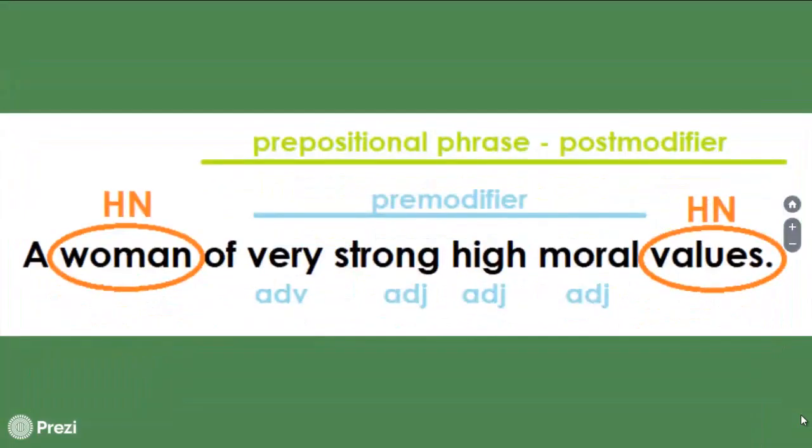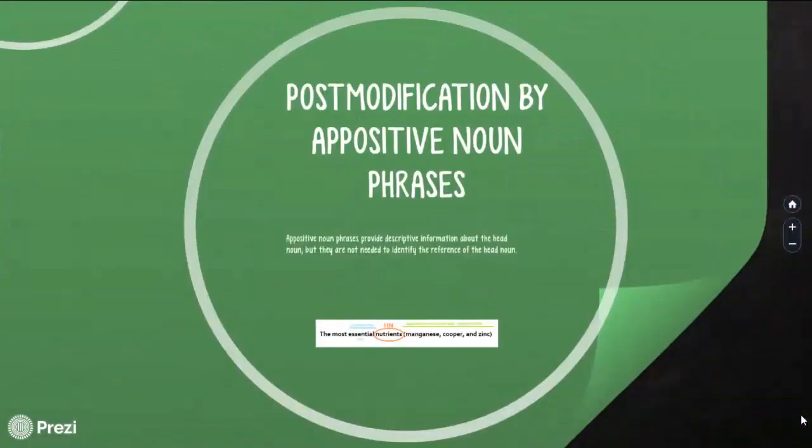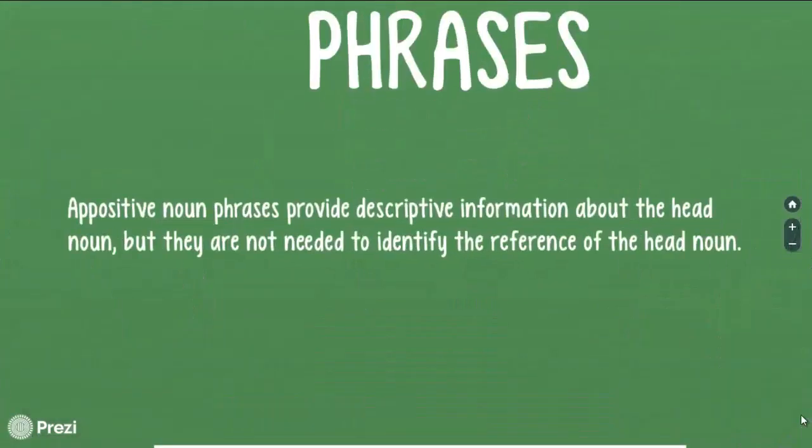Another common phrase which can be a post-modifier is the appositive noun phrase. Remember that appositive noun phrases provide descriptive information related to the head noun. They are non-essential because they are not used to identify the reference of the head noun. Sometimes they are placed in between commas, in parentheses, or in between a comma and a full stop. Let's see an example.